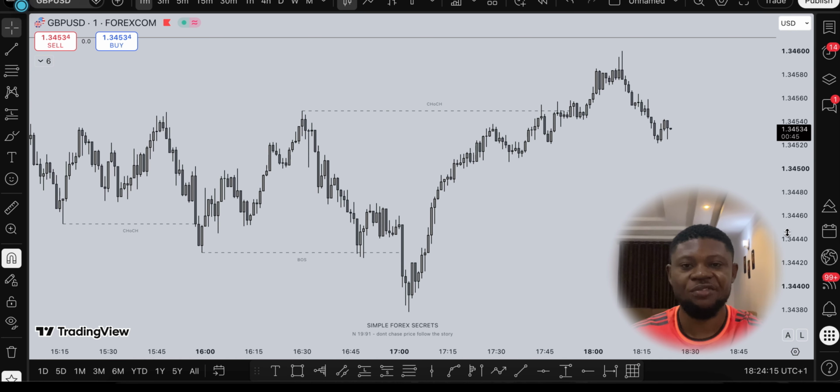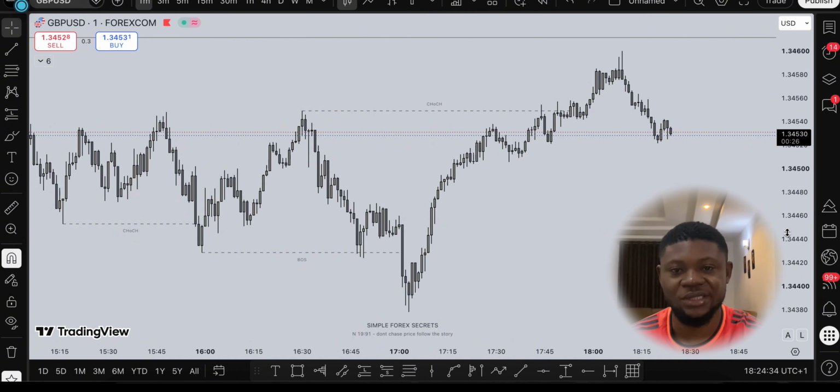Second, a free demo account. Any legitimate broker offers this service. If they don't, just walk away. Thirdly, a low minimum deposit for when you eventually want to go live. So look for brokers that allow you to start with as low as $10 to maybe $100.